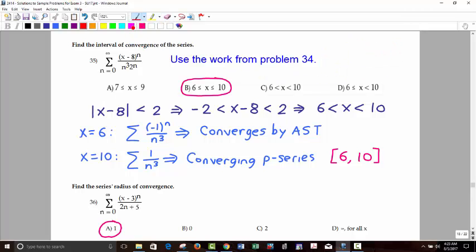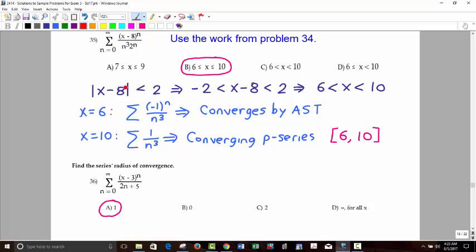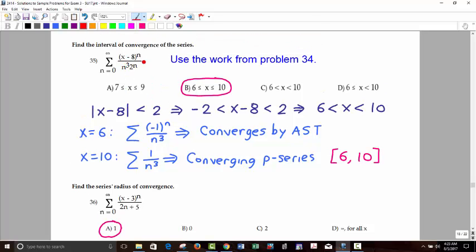All right. We'll test it. I'll put 6 in there. I didn't show a lot of work here, probably because of space, but I'll explain it now. 6 minus 8 will give you negative 2 to the n. So actually, negative 2 to the n divided by 2 to the n would just be negative 1 to the n. They have the same exponent. You're taking negative 2 divided by 2, and you have negative 1 to the n over n cubed. And that's a converging alternating series test.